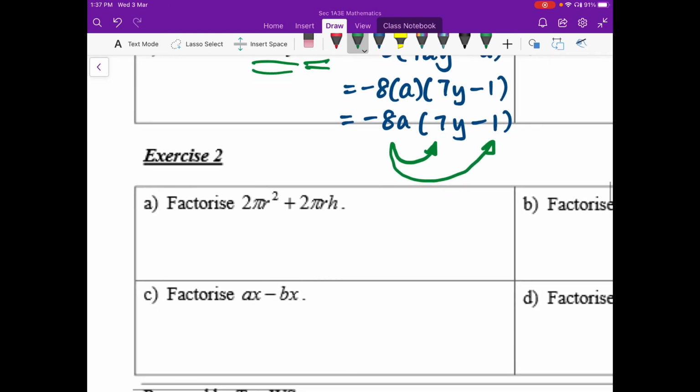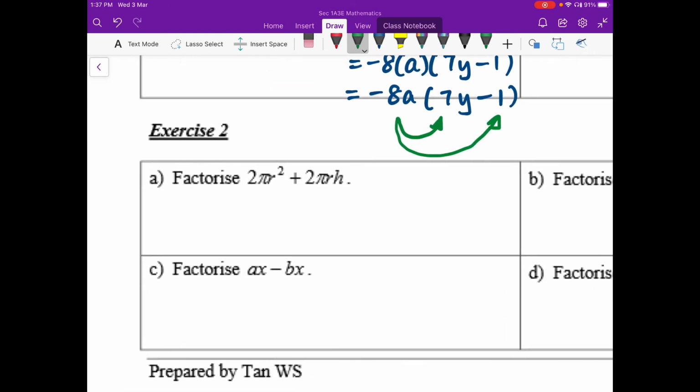Next. Exercise 2a. Hey, take a look at this. We've got 2 pi r squared plus 2 pi rh. Do you remember what pi r squared is? Area of circle. What is this? 2 pi r, circumference. Okay? So next time you will learn what 2 pi rh refers to. Oh, cylinder, I guess. It's got to do with a cylinder, yes.